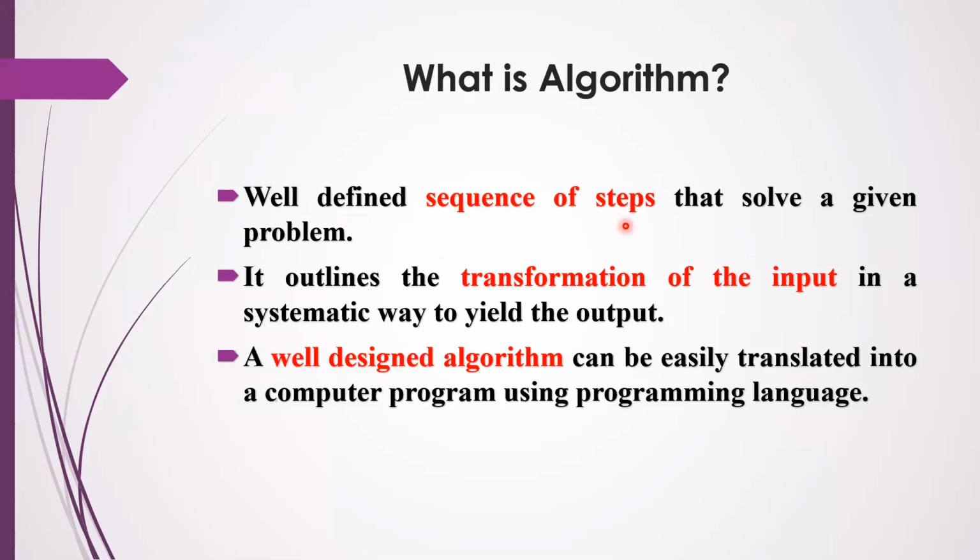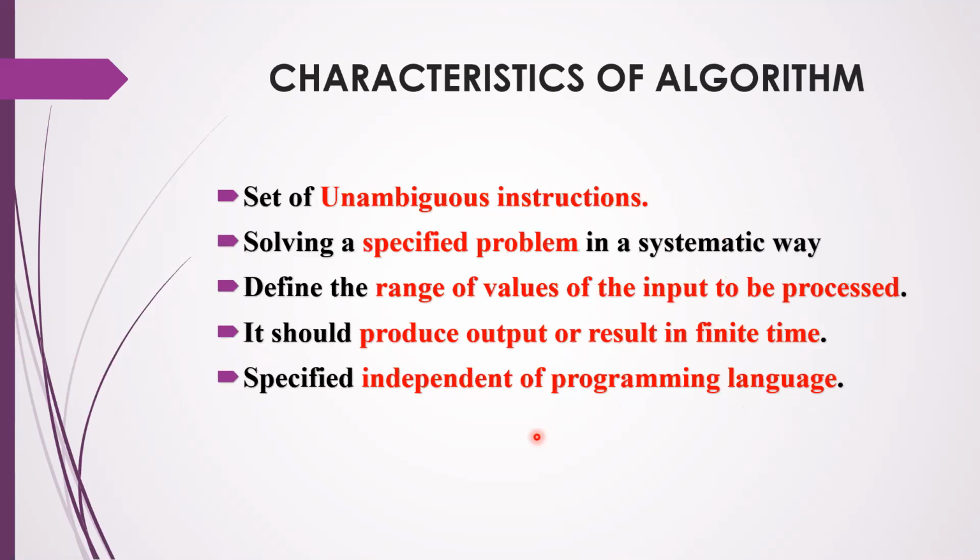A well-defined sequence of steps is defined as an algorithm. It transforms an input to an output. We can call an algorithm well designed when we can convert it into a computer program using a programming language. So an algorithm has 5 characteristics.